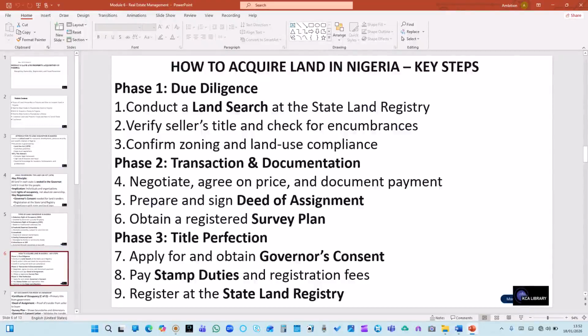You now apply for and obtain governor's consent. You now pay your stamp duties and registration fee. And then finally, you register at the state land registry. So these are steps required to acquire land in Nigeria.